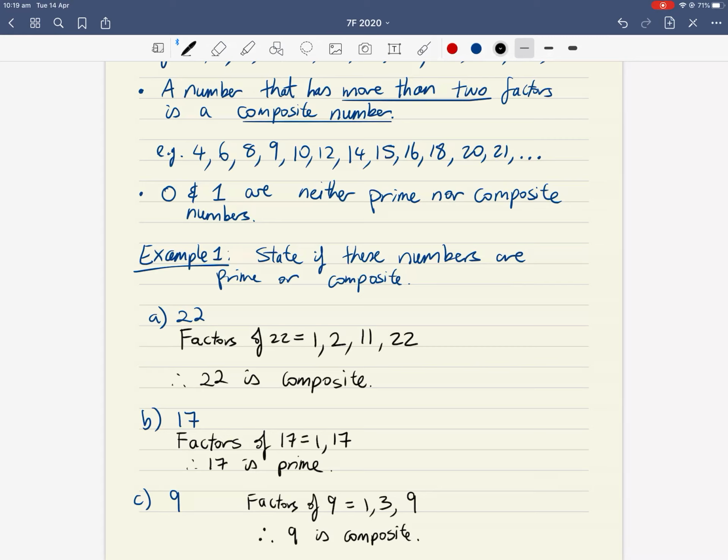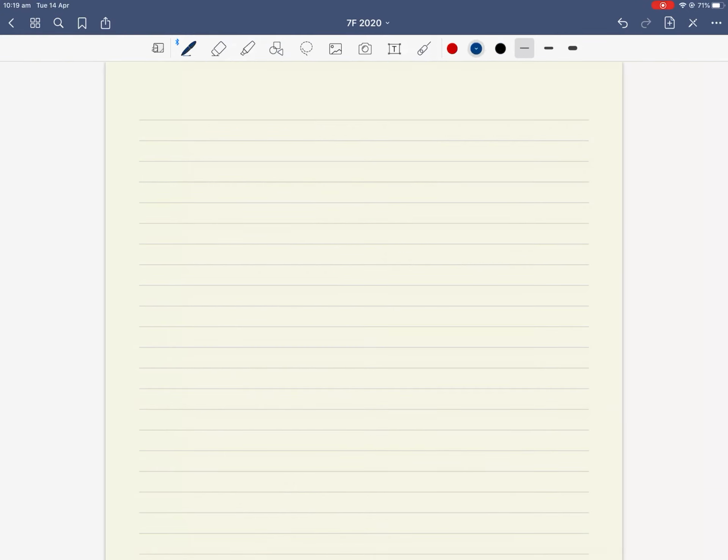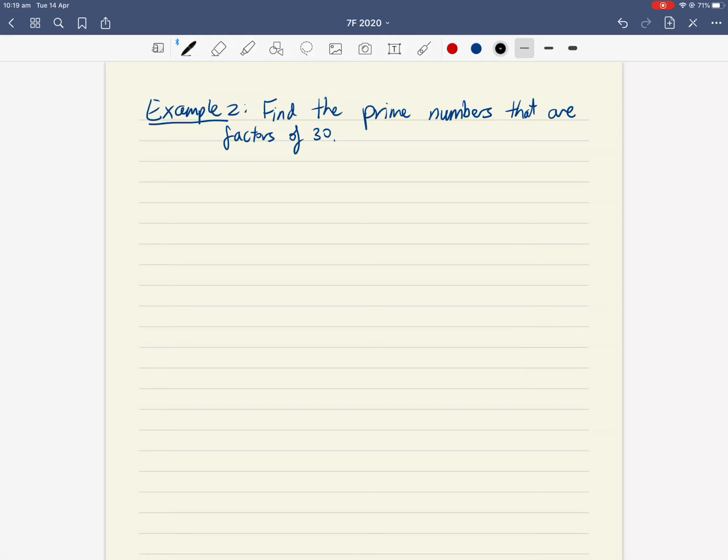So let's finish off today with one more example. So over the page, example 2 asks us to find the prime numbers that are factors of 30. Okay, so what it's asking us to do is first find the factors of 30, and then out of that list of factors, which numbers are prime. So let's write down the factors of 30.